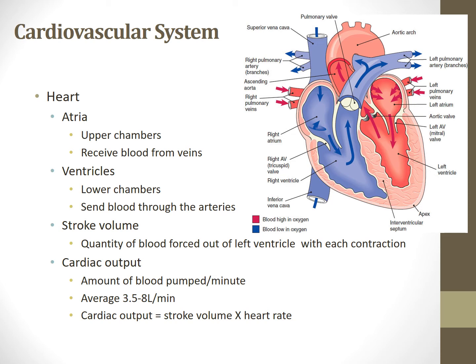And then when we think about the pumping of the heart, we have a stroke volume. So that's the quantity of blood forced out of the left ventricle with each contraction. And our cardiac output, the amount of blood that's pumped each minute. Cardiac output is equal to the stroke volume by the heart rate. We are not going to ask you a test question on that, but just realize that having a heart that efficiently pumps is very important to our oxygenation system.